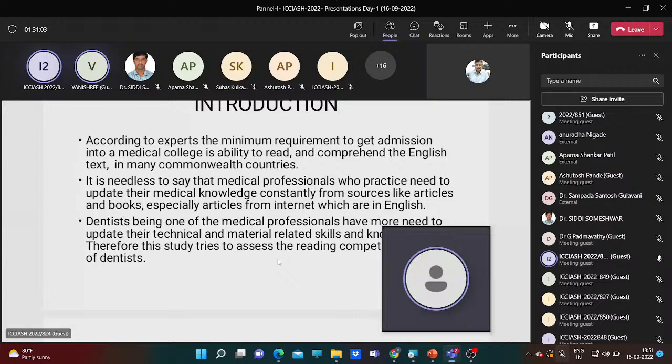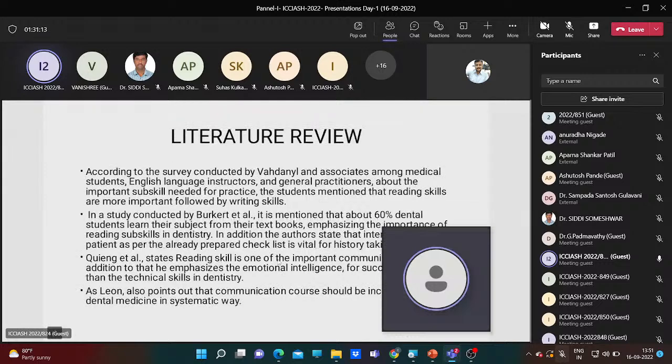So it is very clear that dentists need reading skills, and in particular a few of the sub-skills in reading. So we just wanted to review a few of the literature. As mentioned, medical students also need reading sub-skills so that they can write better. In order to improve their assignments or other writing skills, they need the reading sub-skills.